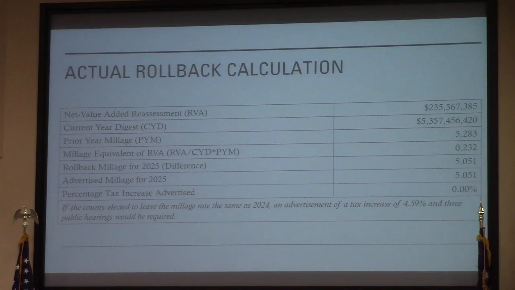For the actual calculation, for this year, we had $235 million in reassessment growth. The total digest was 5.3 billion, and the prior year millage again was 5.283. So the millage equivalent of the $235 million is 0.232 mils. So your rollback millage is 5.051. If you had left it at 5.283, you would have to advertise a tax increase of 4.59% and hold 3 public hearings. But the proposal tonight is to reduce to the rollback millage of 5.051.